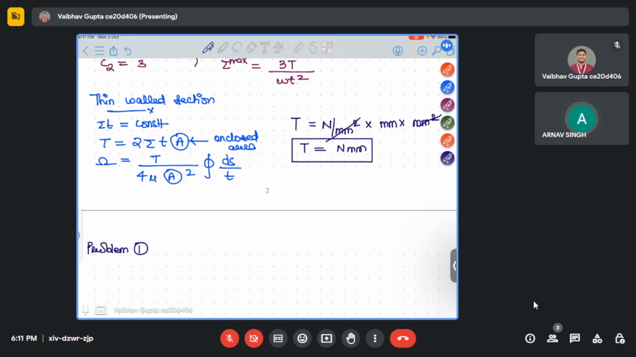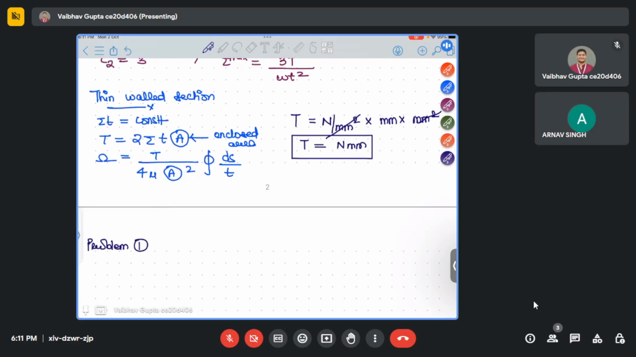If we take a square, thin wall section, suppose I take a square, this dotted line will be A. So the area of the square will be A square. So the enclosed area will be A square to the square, which is A to the power 4. Got it? So the formula is this. For different cases, it will change. Okay, don't confuse.